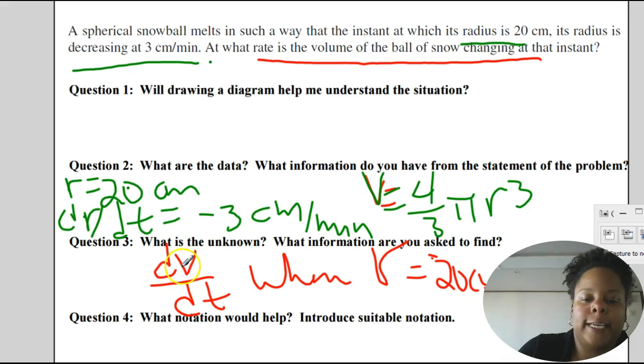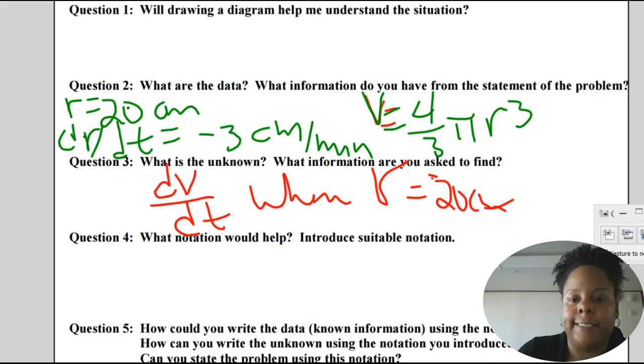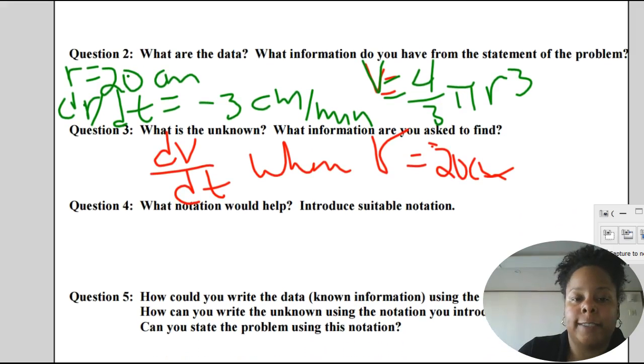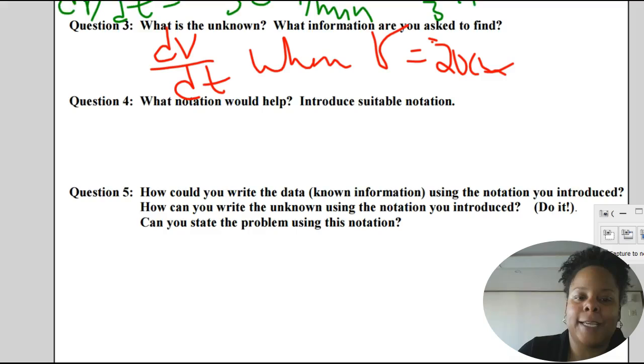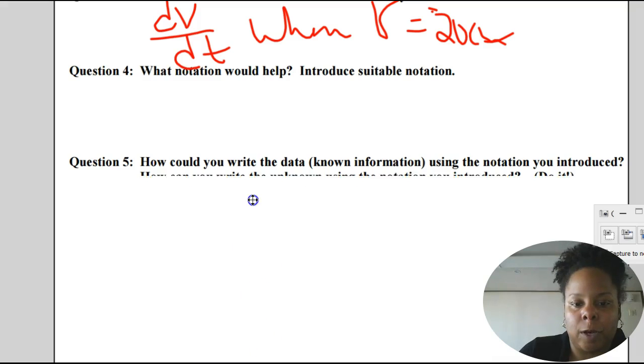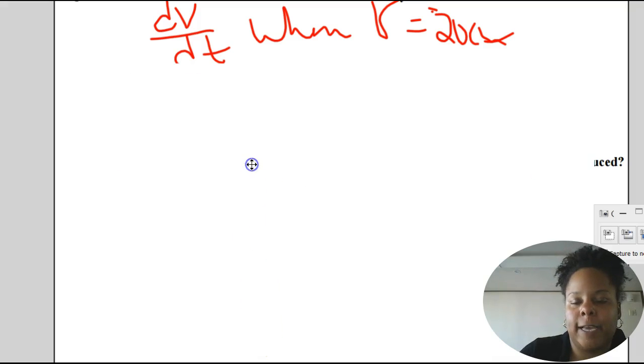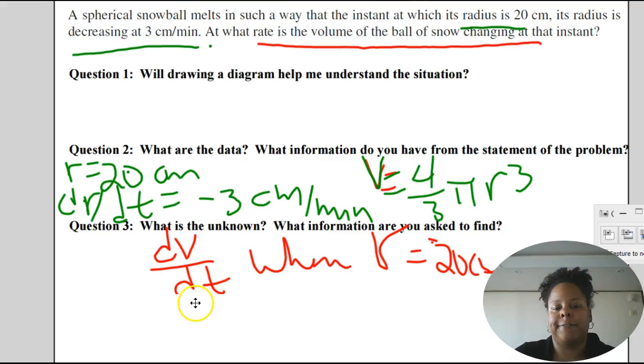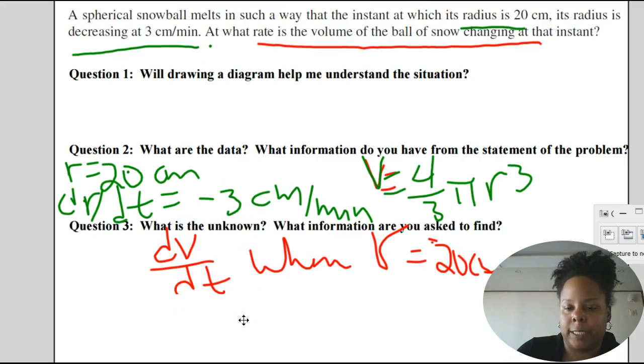Okay, so what notation would help? Introduce suitable notation. I think you can take it from here. I kind of did question 4 in here already, because that's just something that I do naturally. The notation is dV/dt. We do have a dr/dt as well. So now step 5 is how can you write the data with the known information using the notation you introduced? Well, more or less, I believe you can do all this without that. So let's go ahead and start solving the problem. We're trying to find dV/dt when the radius is equal to 20 centimeters.